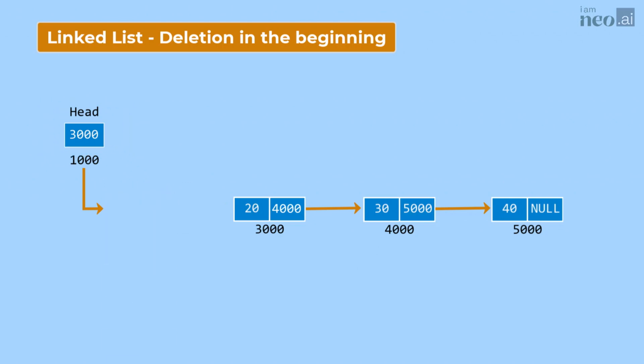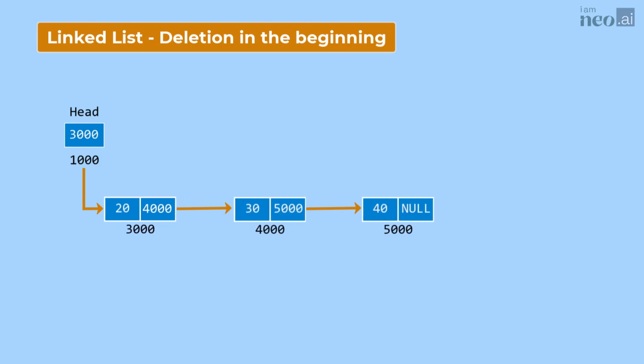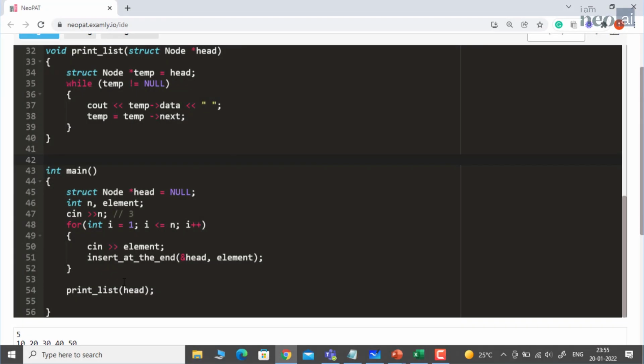After this, delete this particular node by using the free function or delete. Now we have deleted the first node of the linked list, which means we have deleted the element in the beginning of the linked list. Let's try to implement this concept with the help of a program as usual.